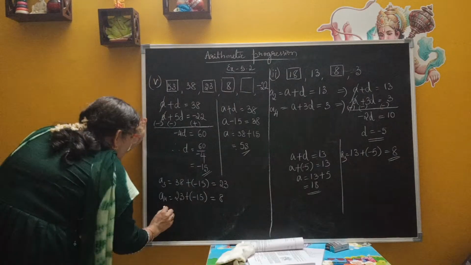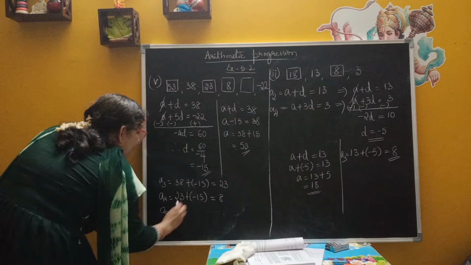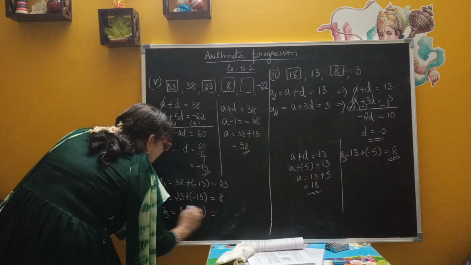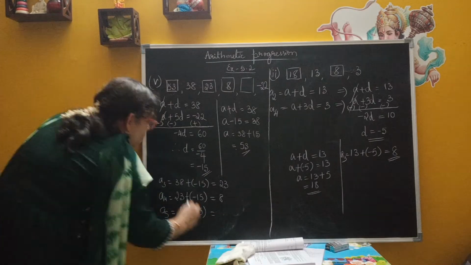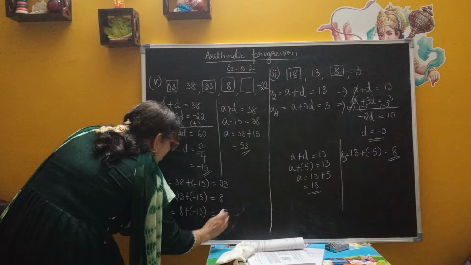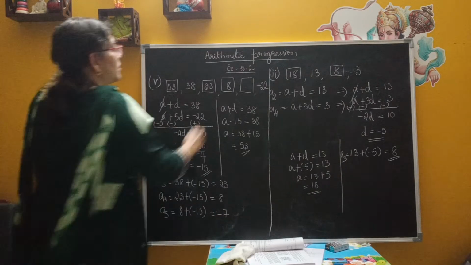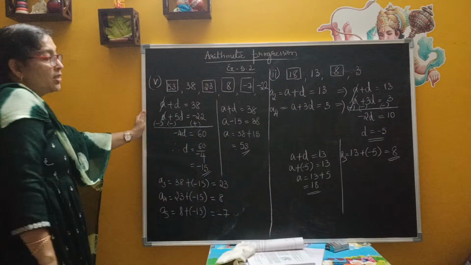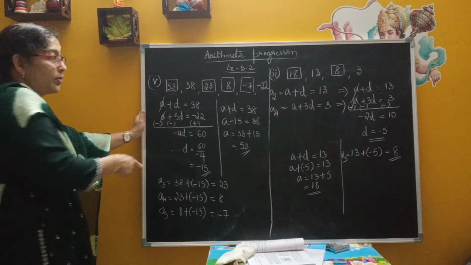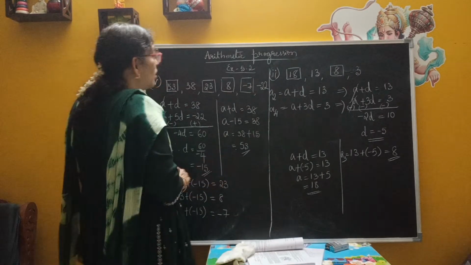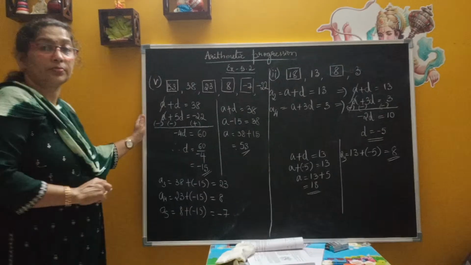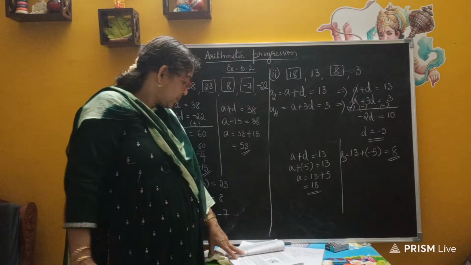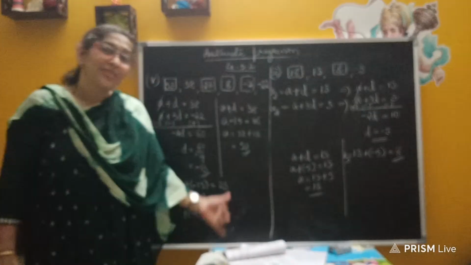Next, a5 is 8 plus of minus 15, that is 8 minus 15, how much do we get? Minus 7. Then minus 7 plus of minus 15, minus 7 minus 15, it is minus 22. So our answer is right. Easy problems, now this? Yes.